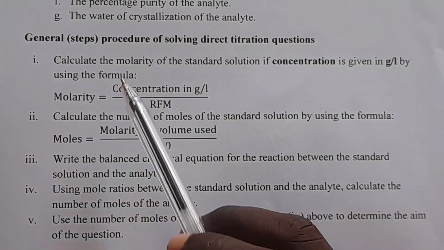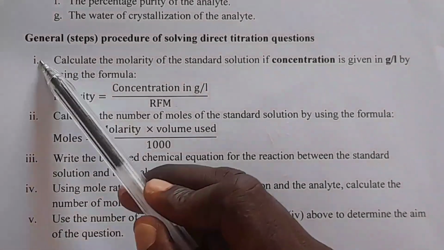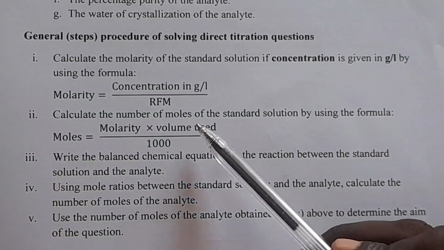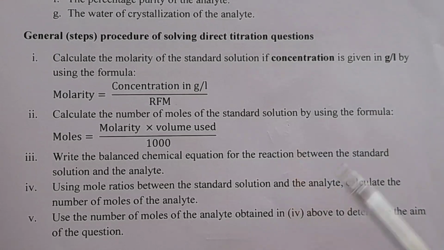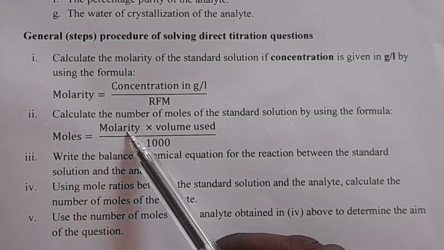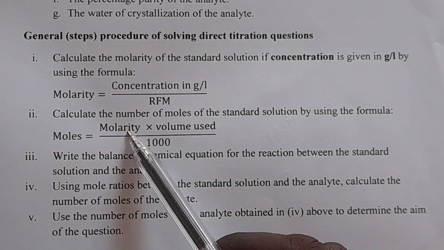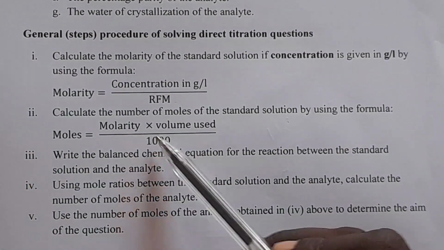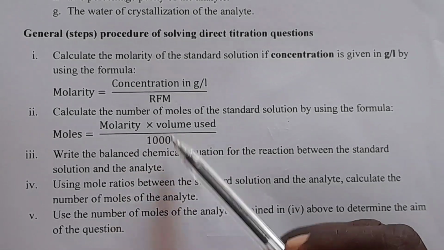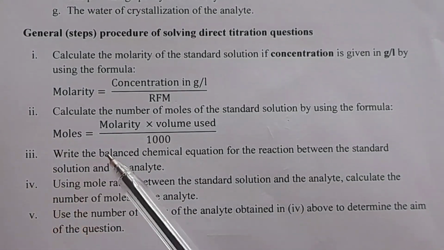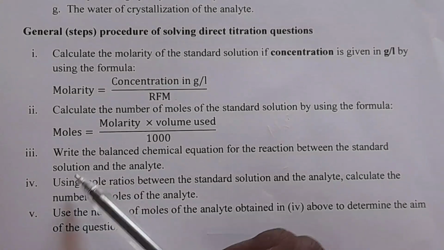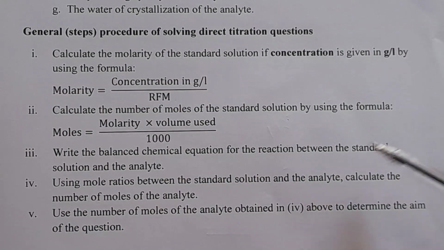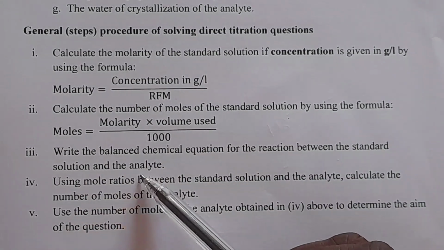In case the molarity is given, that means you skip this first procedure and start your working on calculating the number of moles of the standard solution by using the formula: moles is given by molarity times volume used over 1000. Then the next step will be writing the balanced chemical equation for the reaction between the standard solution and the analyte.